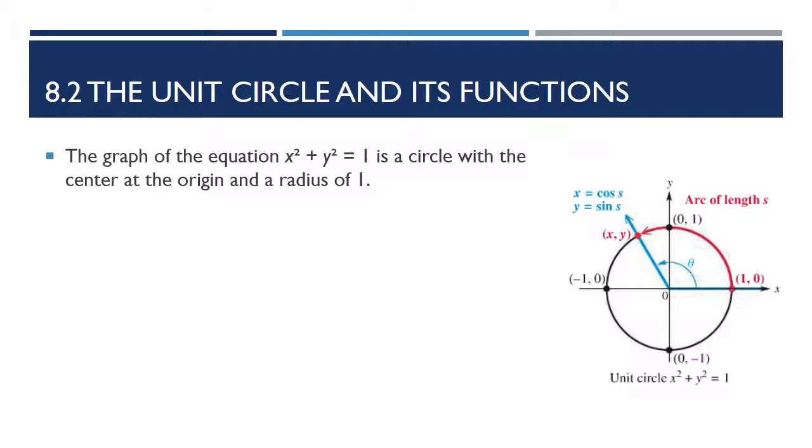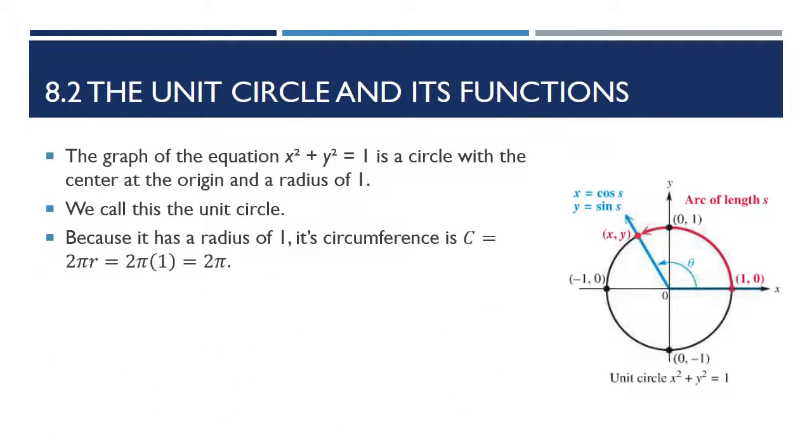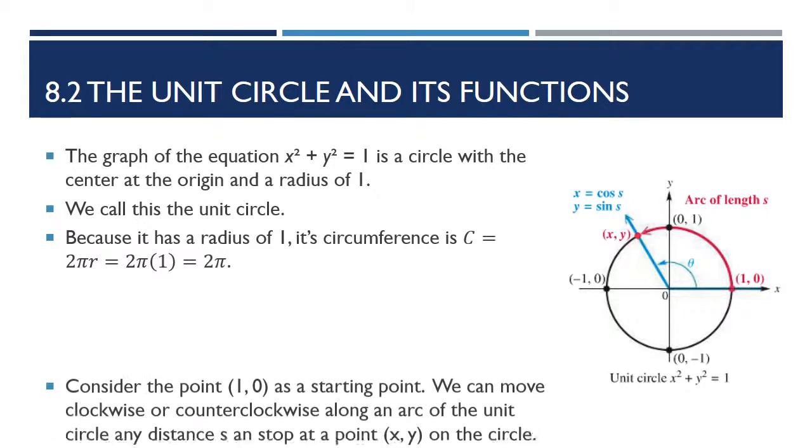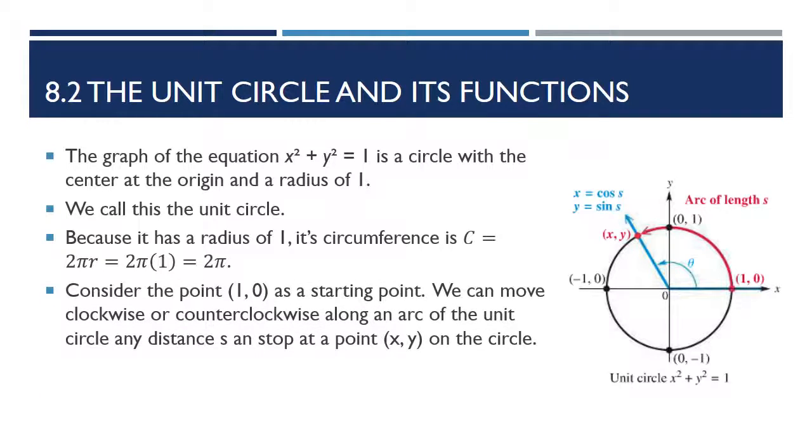First of all, we need to remember the equation of a circle. The graph of the equation x squared plus y squared equals 1 is a circle with center at the origin and a radius of 1. You see the circle graphed here on this diagram. We call this the unit circle because it has a radius of 1. Because it has a radius of 1, the circumference is C equals 2 pi r, or 2 pi times 1, which is 2 pi. So the circumference of this circle is 2 pi.